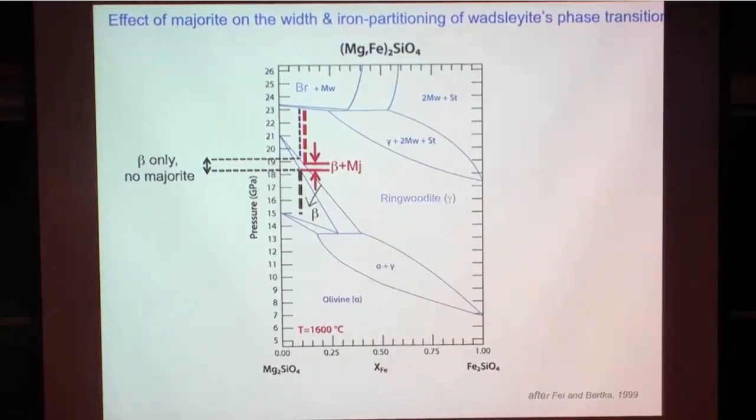And this could sharpen up the transition. There are several lines of discussion about this, but it could be a reason why the 520 is observed in some areas and not in others.